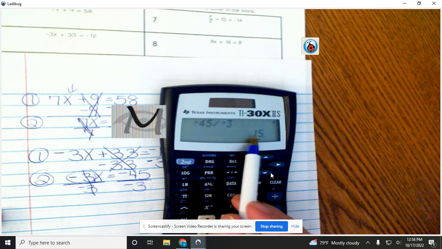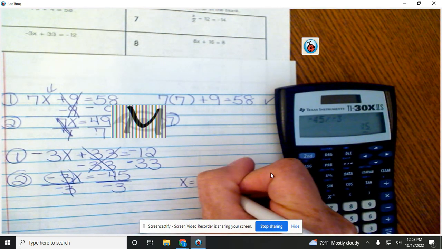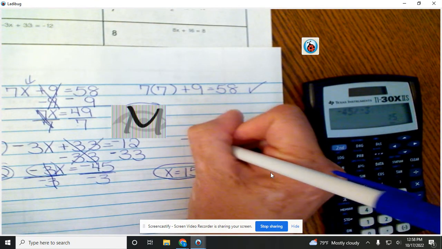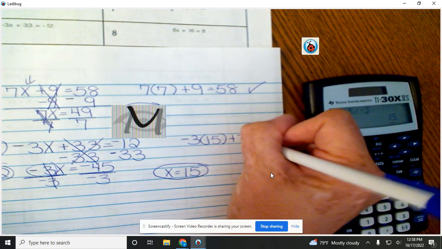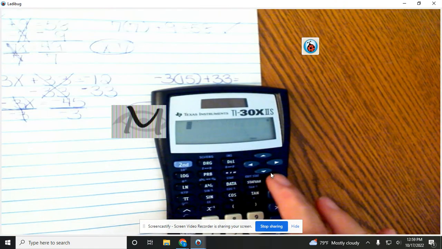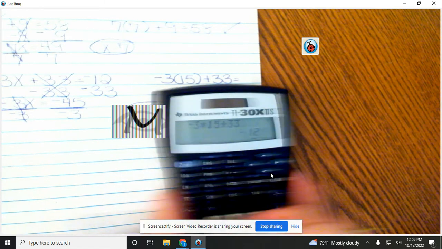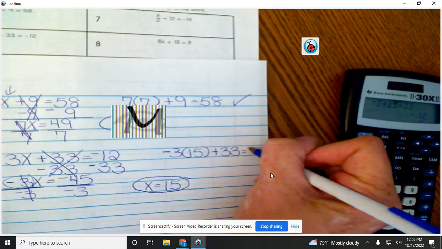And note that it's a positive 15. So x equals 15. I want to go back and double check my work. So I'm going to do negative 3 times 15 plus 33, and let's double check it. Negative 3 times 15 plus 33 gives me negative 12. And negative 12 was my starting point. So I am right where I need to be.